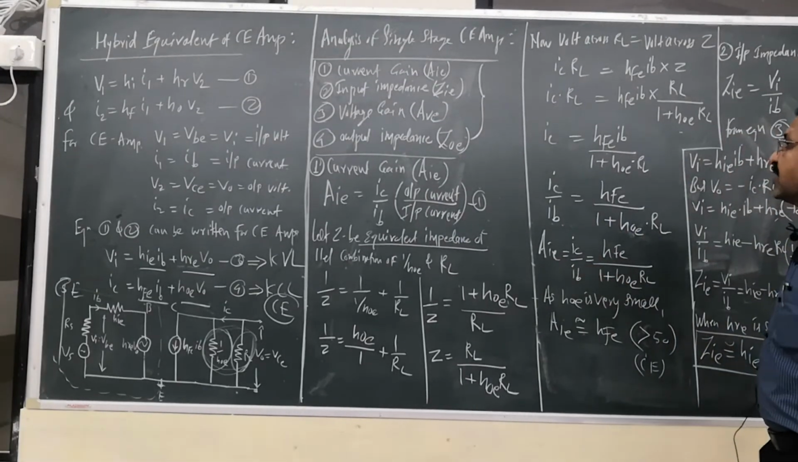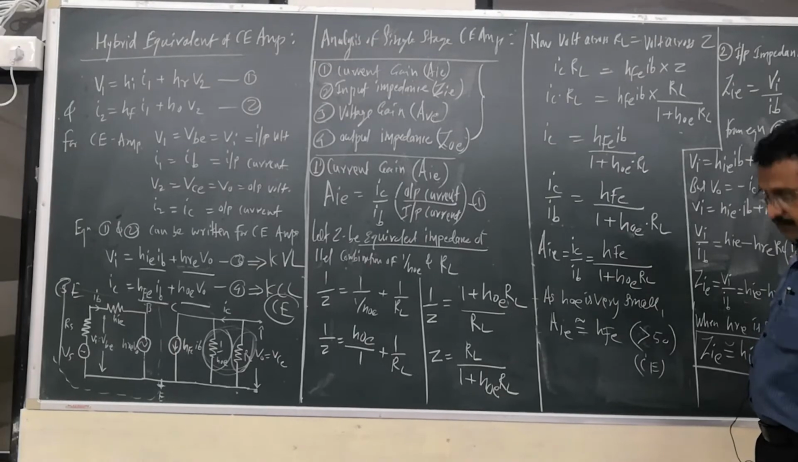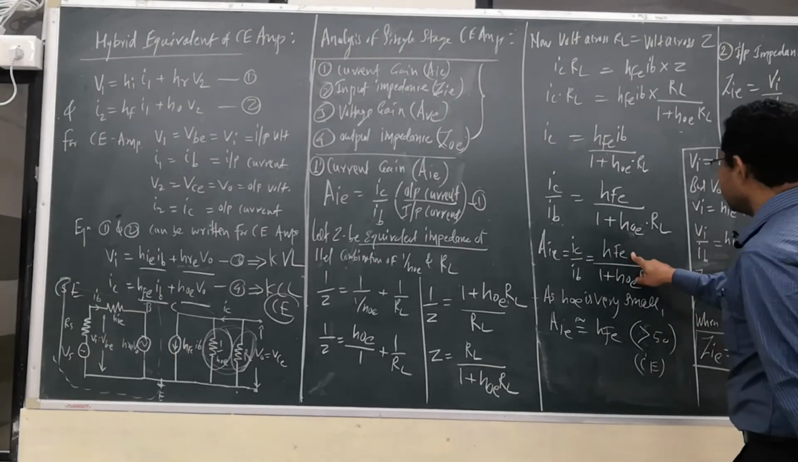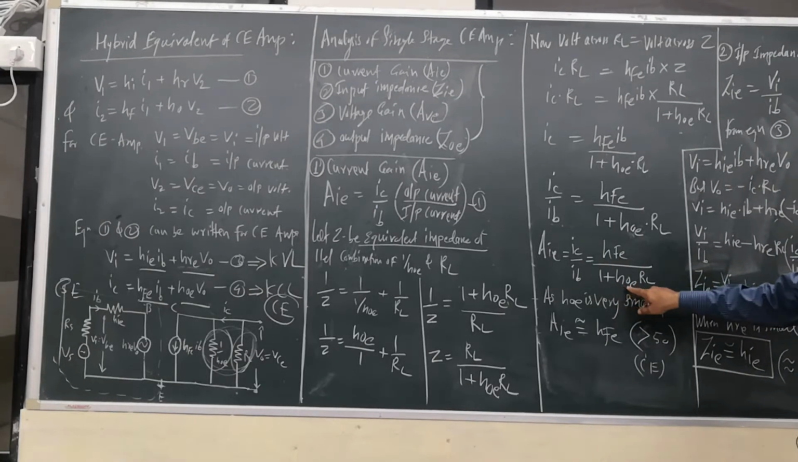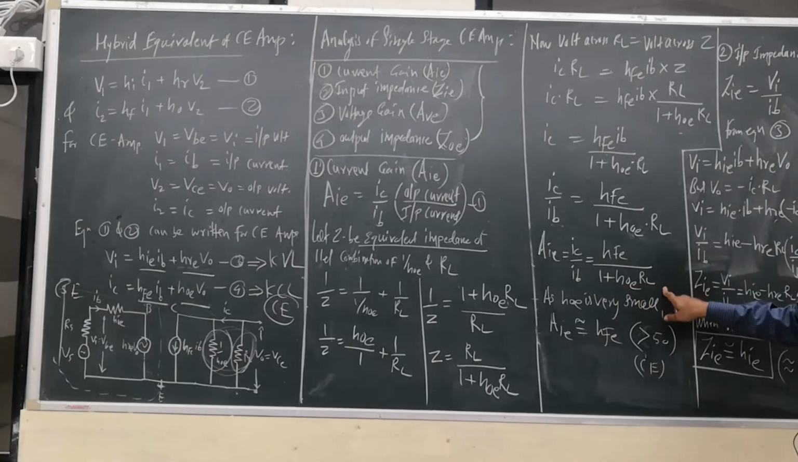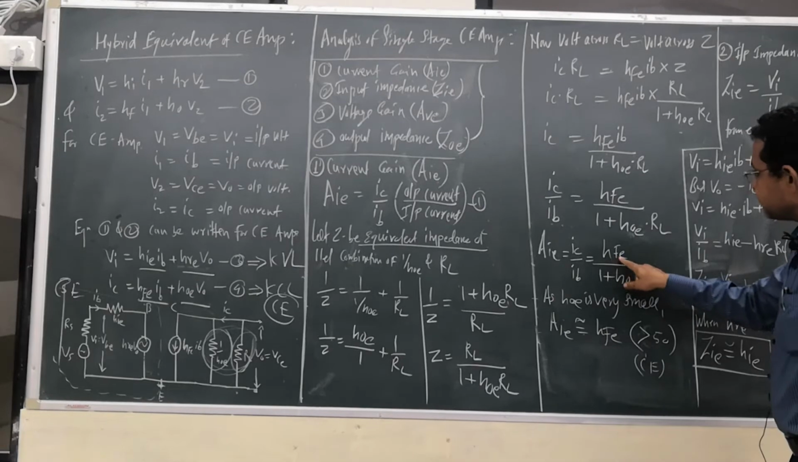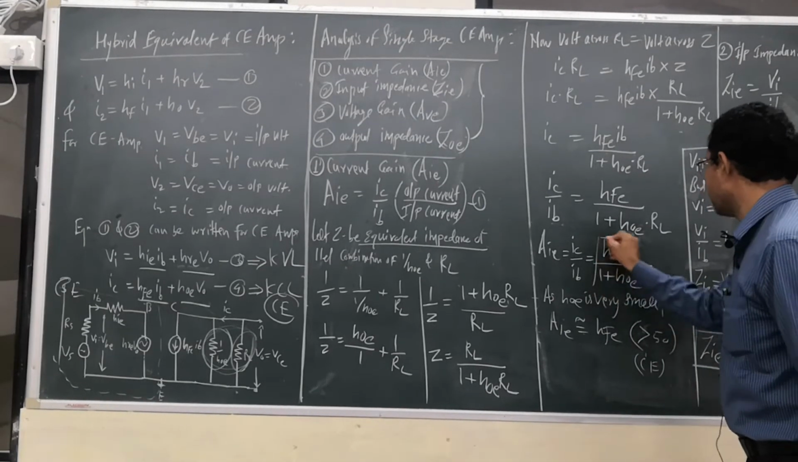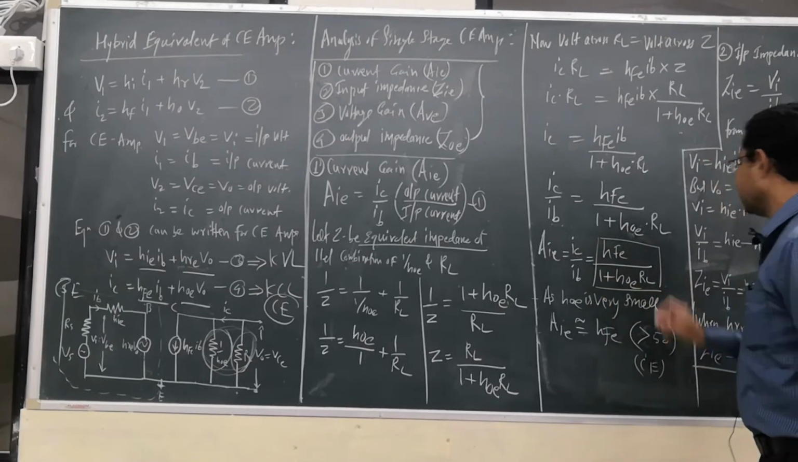AIE, that is the current gain of the common emitter amplifier, is equal to IC by IB, which is equal to HFE divided by 1 plus HOE into RL. So this is HFE divided by 1 plus HOE into RL. This is the final formula for AIE.